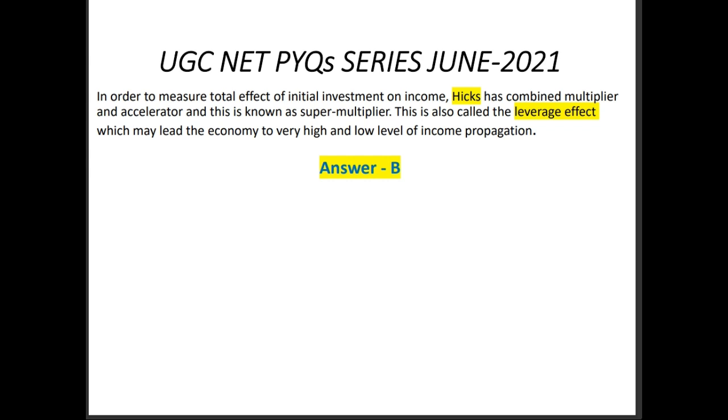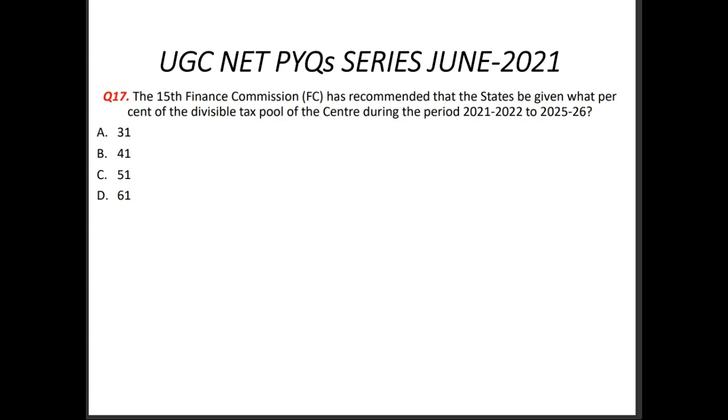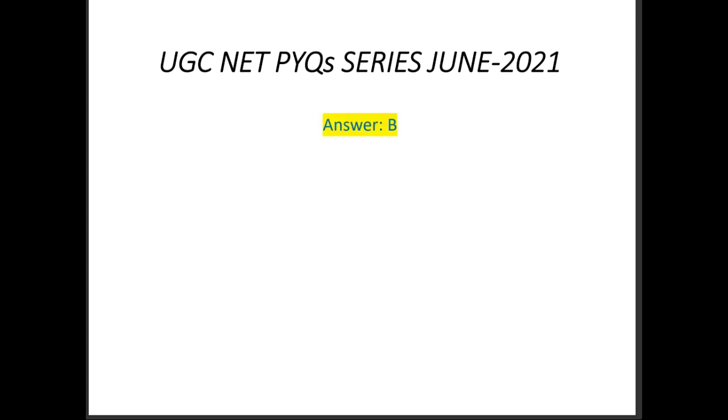Next question. Okay, here the explanation is given. The concept of super multiplier is also known as leverage effect. So super multiplier has an alternative name, which is leverage effect. The 15th Finance Commission has recommended that states be given what percent of the divisible tax pool of the center during the period 2021-22 to 2025-26? Okay, this is 41%. Option B is the correct answer here.